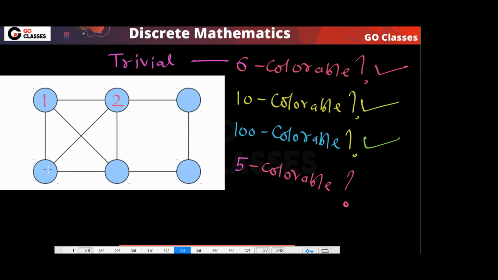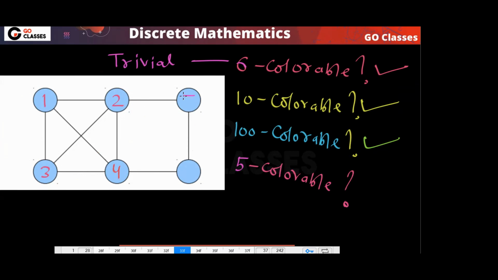Can I reuse color number 1 or 2 here? I cannot reuse. So I need color number 3 here, because this is a triangle, this is a cycle, so they are adjacent to each other. Can I reuse any of these colors? No, I cannot reuse. So I need another color.